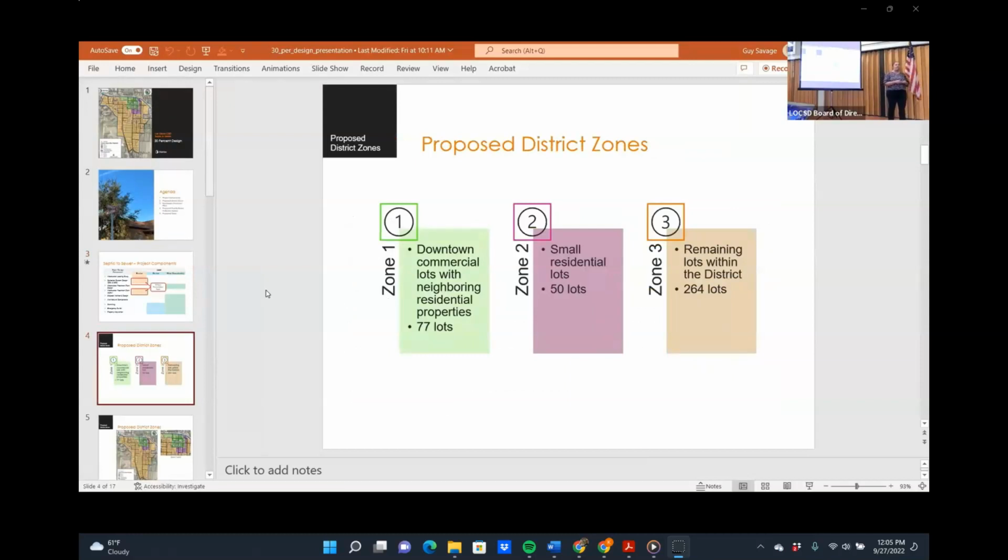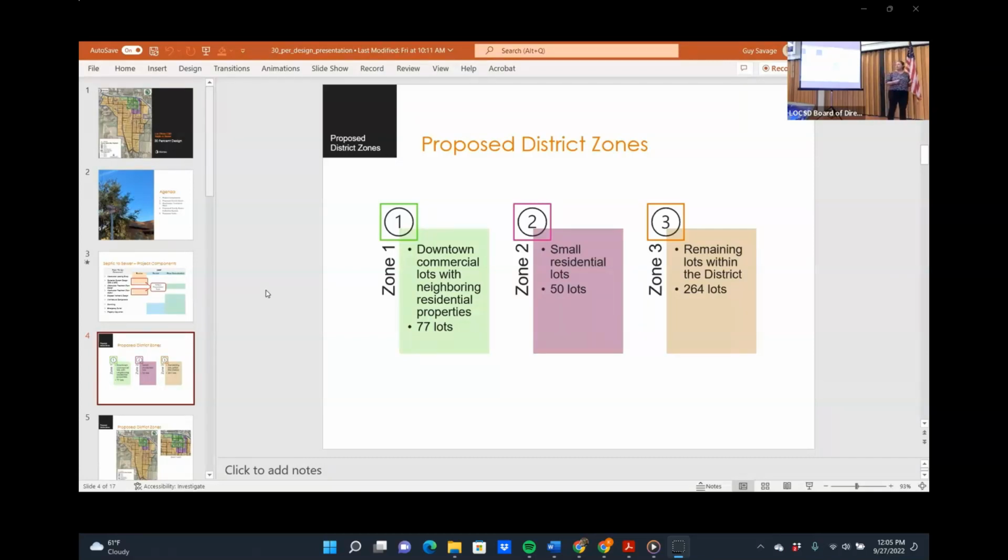So the district was broken into 3 zones. At one point, they might have been called phases. There's a number of documents going back 10 plus years in how it was broken down. Zone 1 is the downtown lots, which is a mixture of commercial and some residential. That's important from a design standpoint because the waste strength that comes from commercial is different than that which comes from residential.